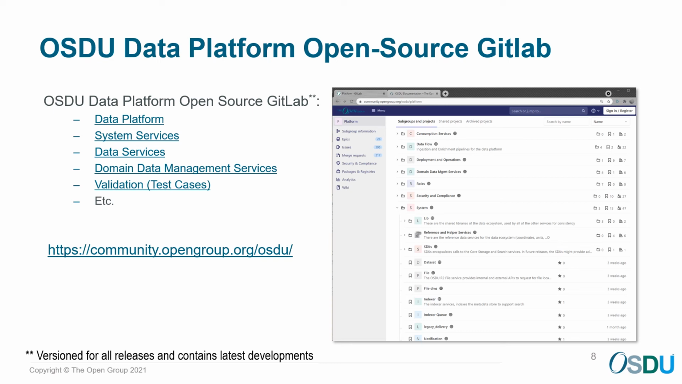Within the community GitLab, you'll find all the code for the data platform, the system services, the data services, the domain management services, validation test cases, and so on. The location for the community GitLab is at community.opengroup.org/OSDU, and I will provide a video for navigating it next.